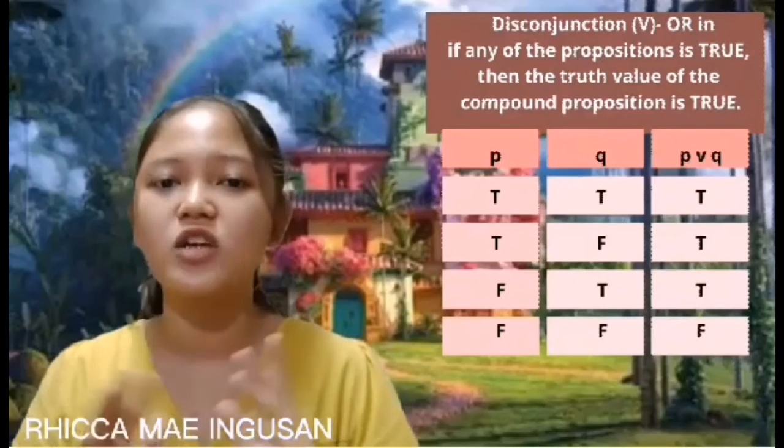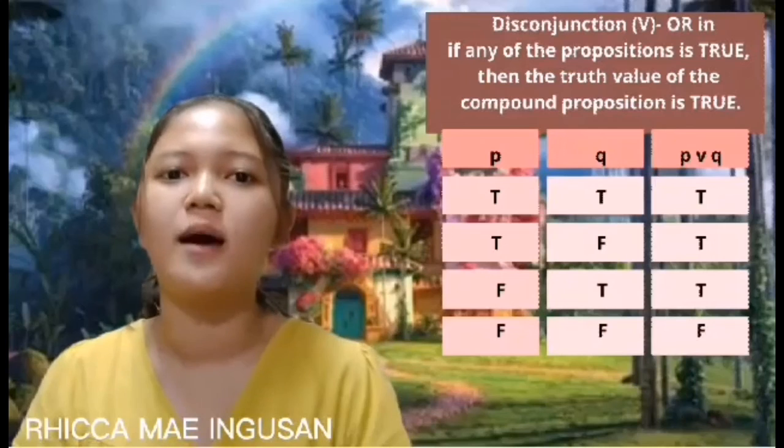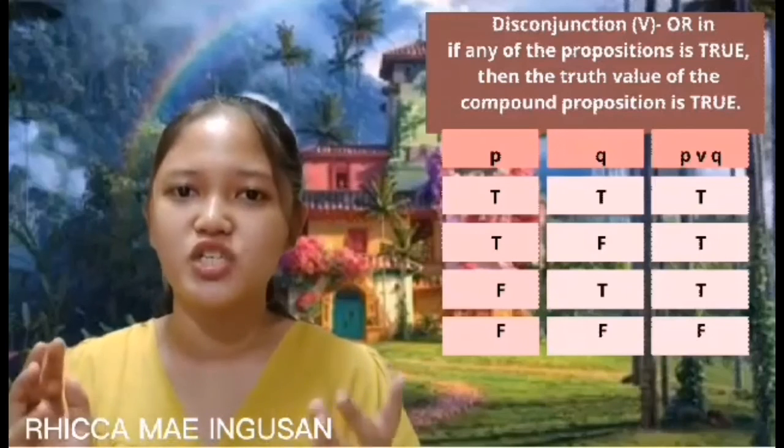Next, the disjunction, V or. In a disjunction, if any of the propositions is true, then the truth value of the compound proposition is true.